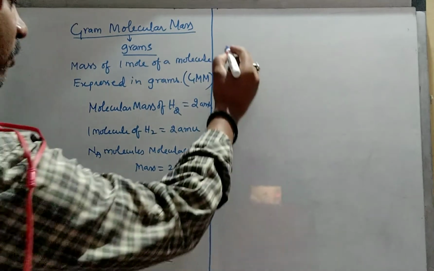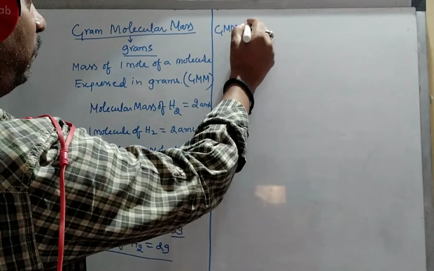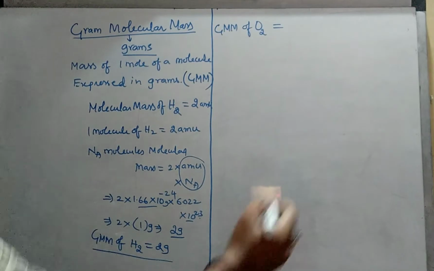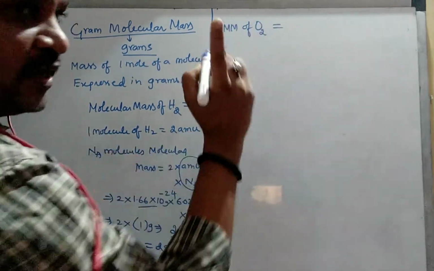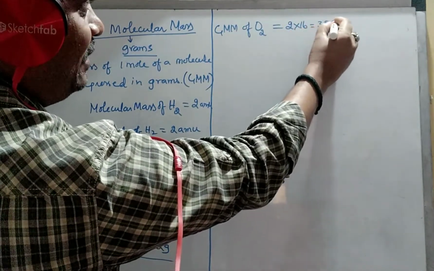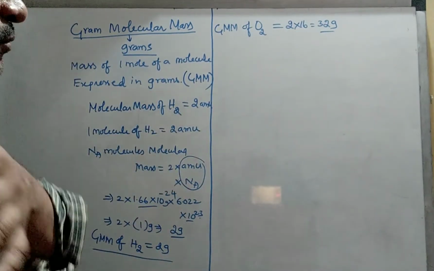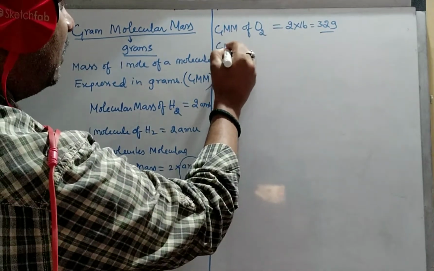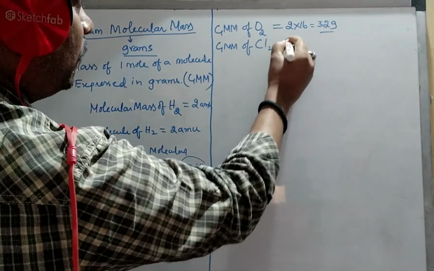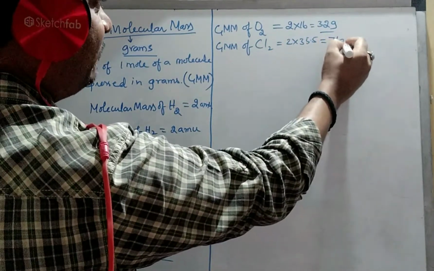Similarly, for oxygen, GMM of oxygen. There are 2 atoms of oxygen, and 1 atom is 16. So 2 into 16 is 32 grams, which indicates Avogadro number of molecules. Similarly, gram molecular mass of chlorine is 2 into 35.5, how much will you get? 71 grams.